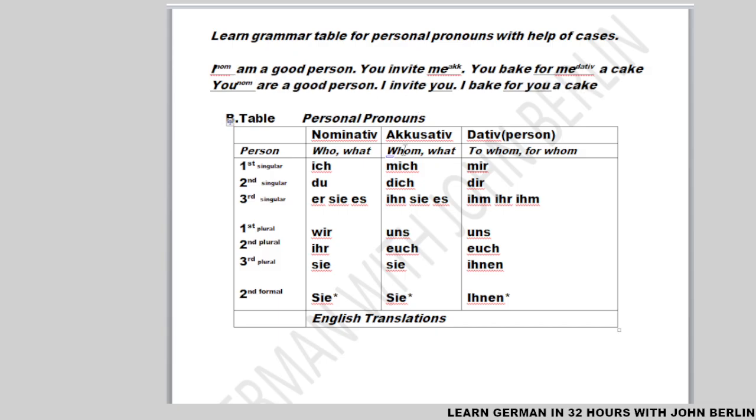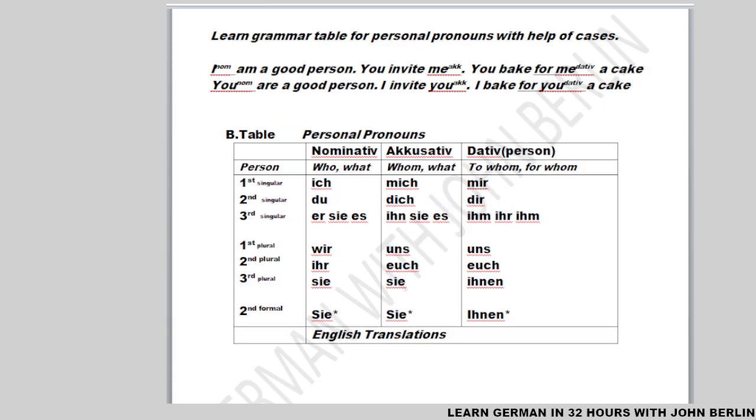I invite you. The question is, whom do I invite? The answer is you. In German, dich. It becomes Akkusativ. I bake for you a cake. The question is, for whom do I bake a cake? The answer is for you, in German, dir. So for you is also Dativ. Please note, now in English, you as a subject and you as a direct object look the same. In German, you as a subject looks like du, and as a direct object it looks like this, dich. Yeah, perfect.